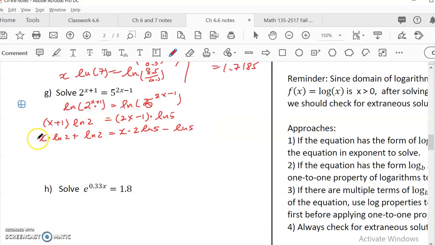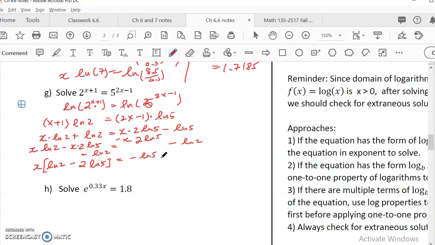Now we have an x term on two different sides, so let's combine them together. We have x ln 2 on this side, we minus x times 2 ln 5 on both sides. And then I also minus ln 2 here, also minus ln 2 here. So it becomes x ln 2, and I factor the x out, minus 2 ln 5, equal to, on this side I have negative ln 5 minus ln 2. Now we can solve for x.